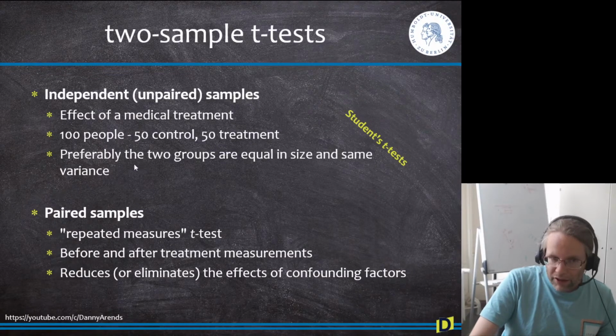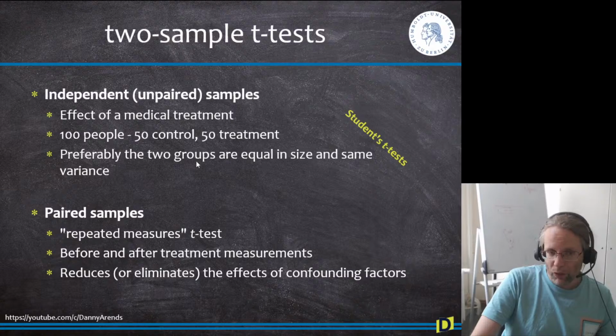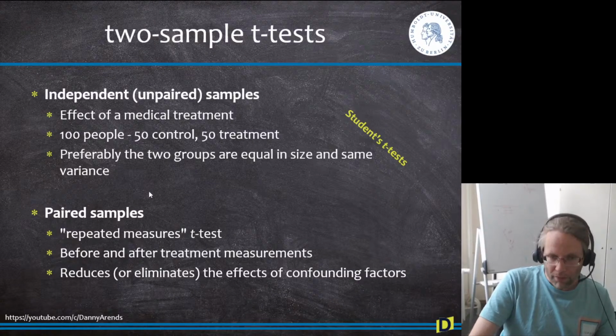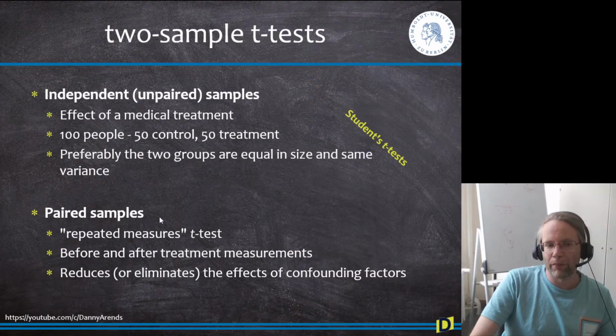And in this case, we preferably want the two groups to be equal in size and have the same variance. We can also have a paired sample t-test. This is not called a Student's t-test, this is called a Welch's t-test. And this is when we have repeated measurements, right?